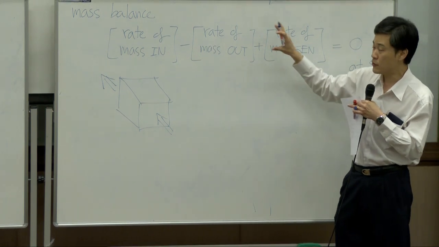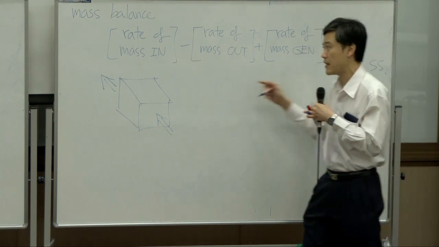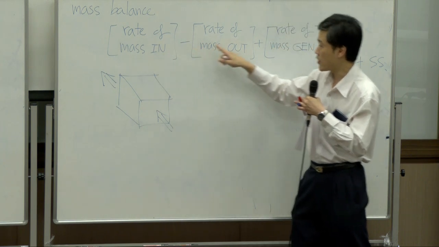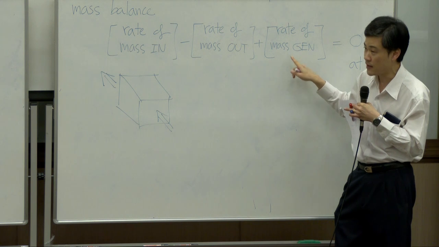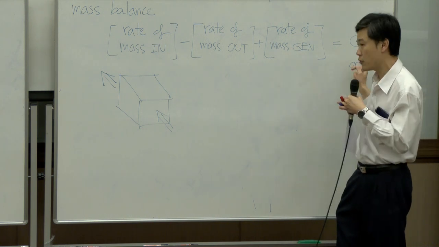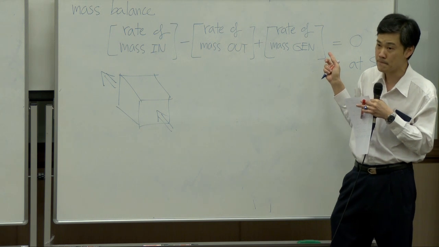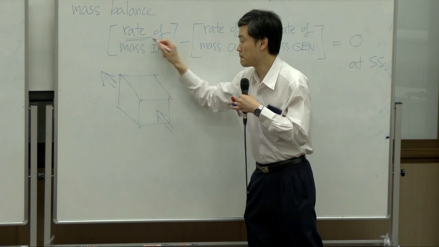If you turn it into an equation of energy, that would be exactly the same, except that you change the word mass here to energy. Energy in subtracted by energy out plus other kinds of energy transfer like heat or work should equal zero. That's the first law of thermodynamics. Okay? The key word is rate.